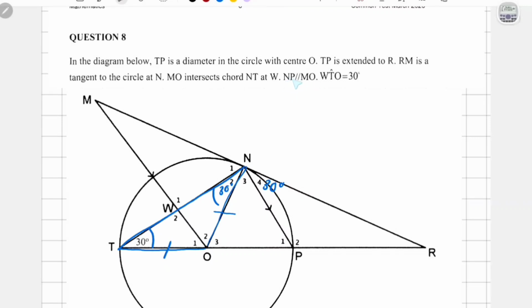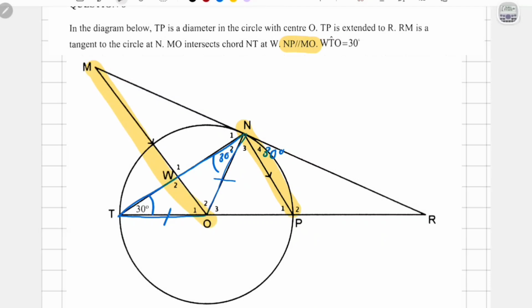But what about when they told us that NP is parallel to MO? NP is parallel to MO, right? What can we do with that? And how can we take a 30 degrees and include it in our answer? So we can use F angles. And I see that if I use this angle of 30 degrees, and then I'm going to have to use this as the transversal line, then do you see that we have corresponding angles here? That's an upside down F. So we have corresponding angles, so it means that angle N4 is equal to angle M.